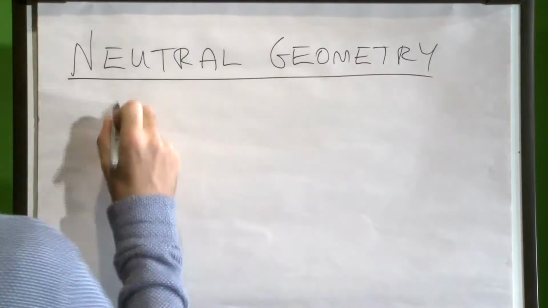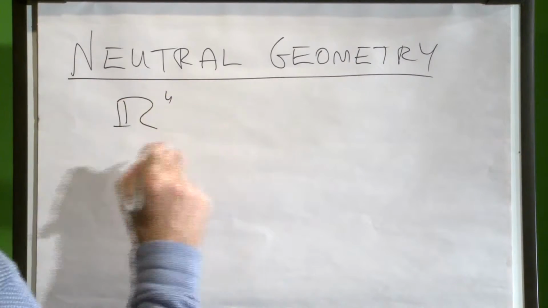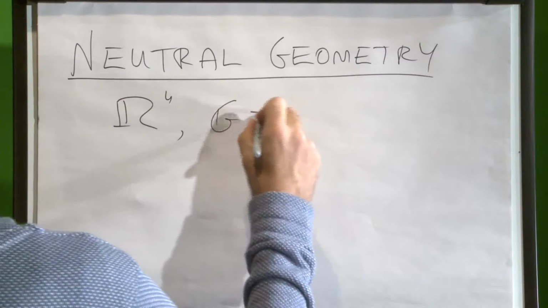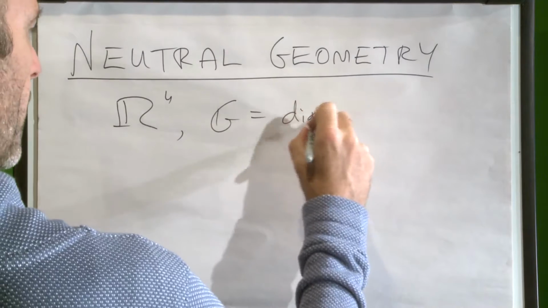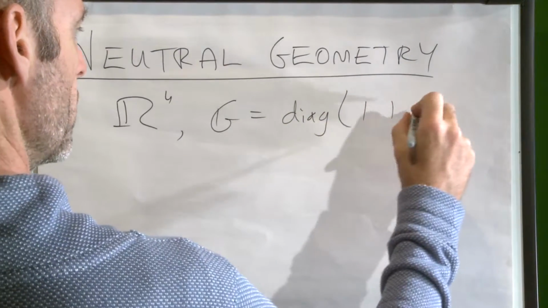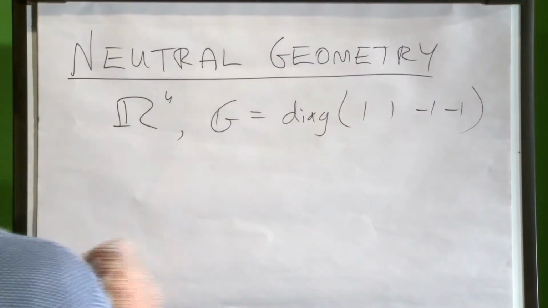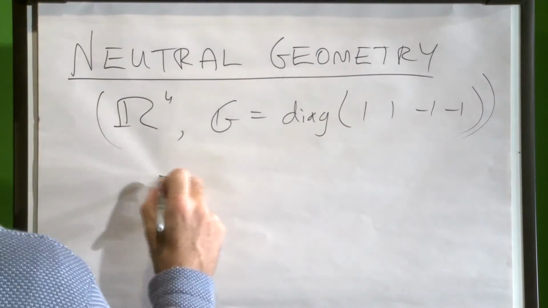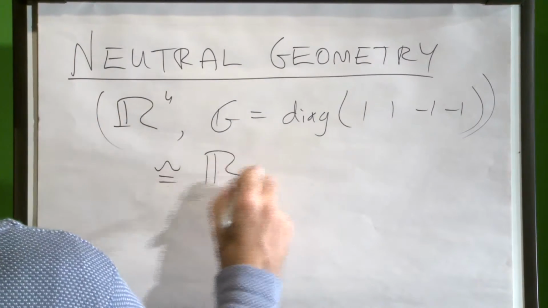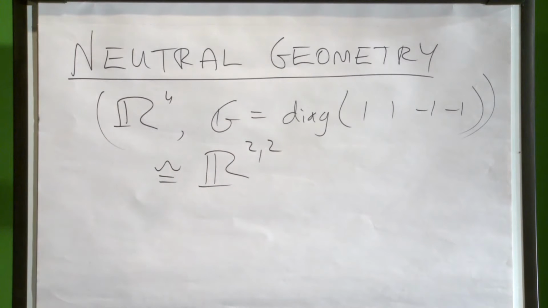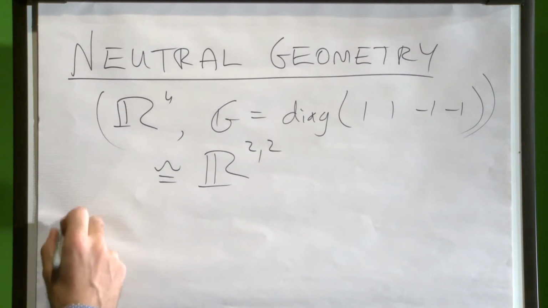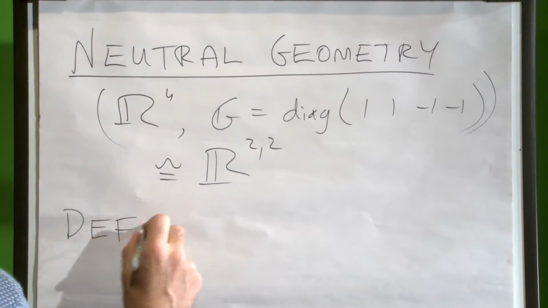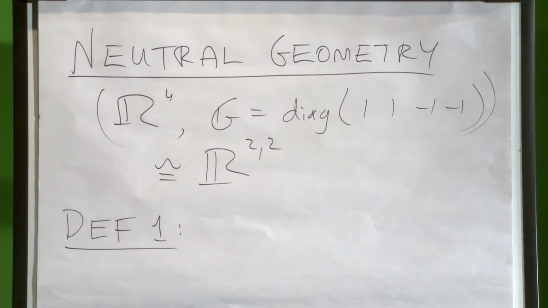So if you just take the flat case, take R4 and take an indefinite metric whose eigenvalues are 1, 1, minus 1, and minus 1. So if you like, the signature is 2, 2. And let's call that R2,2 for short. Now, this signature metric is a little bit unusual and has a number of different features which are worth focusing on at this point. The first one is the null cone.